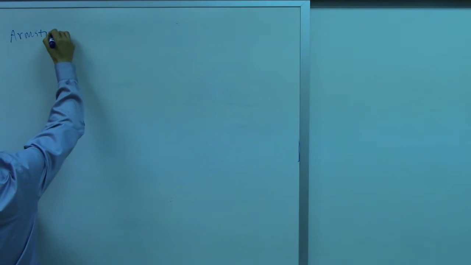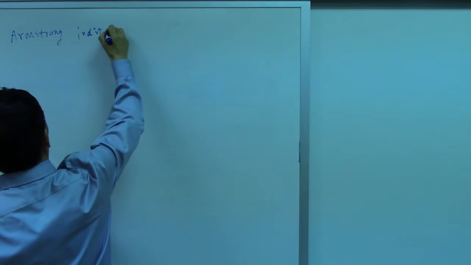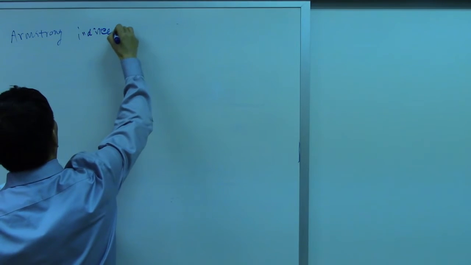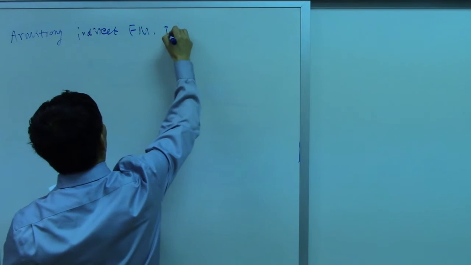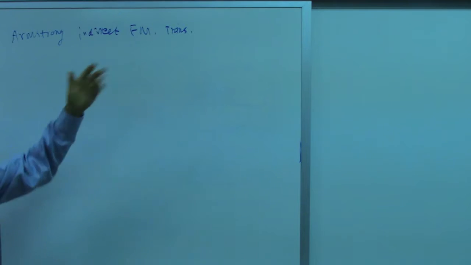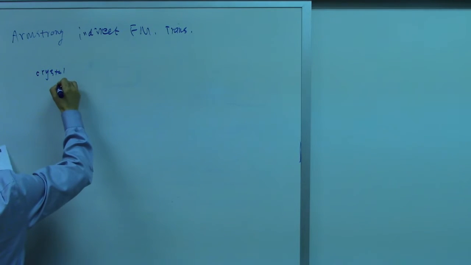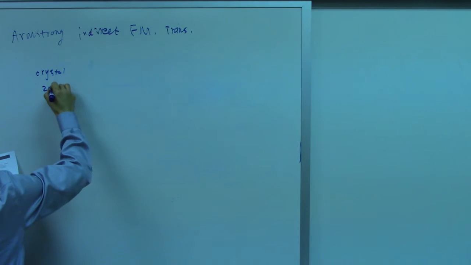The next one is Armstrong indirect method. The principle will be discussed in next chapter, how we get this Armstrong algorithm. Here we only list the diagrams. So the first one, there's a crystal here. And this frequency equals 200K, it's very stable.